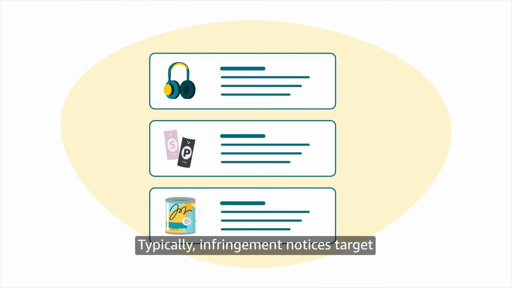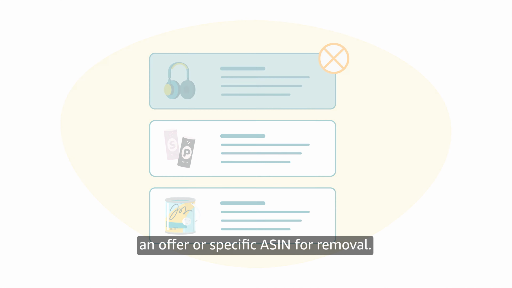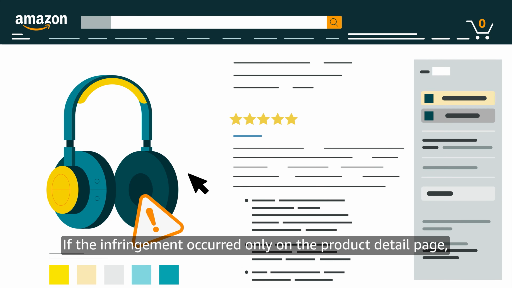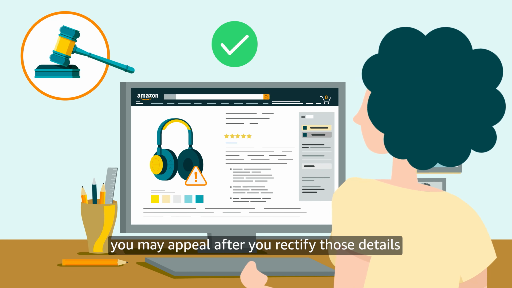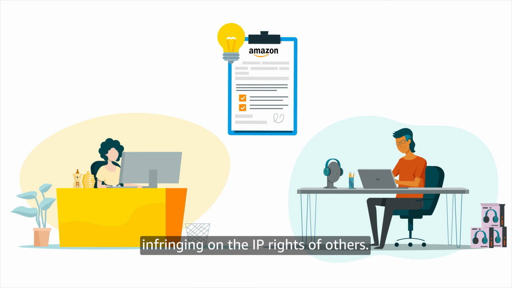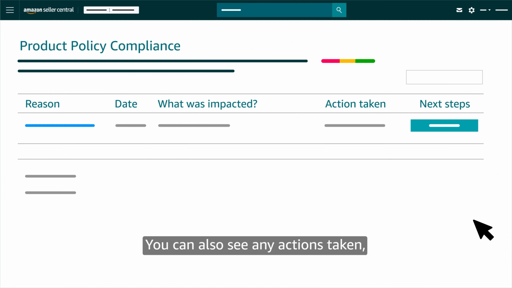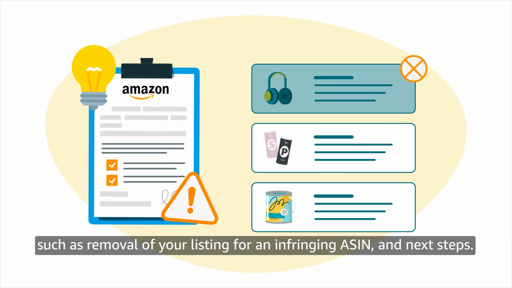Typically, infringement notices target an offer or specific ASIN for removal. If the infringement occurred only on the product detail page, you may appeal after you rectify those details and ensure that they don't continue infringing on the IP rights of others. You can also see any actions taken, such as removal of your listing for an infringing ASIN and next steps.